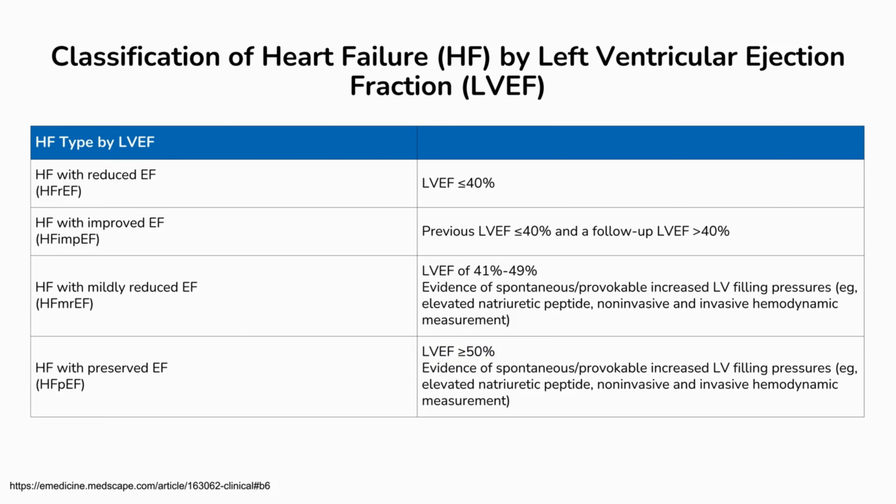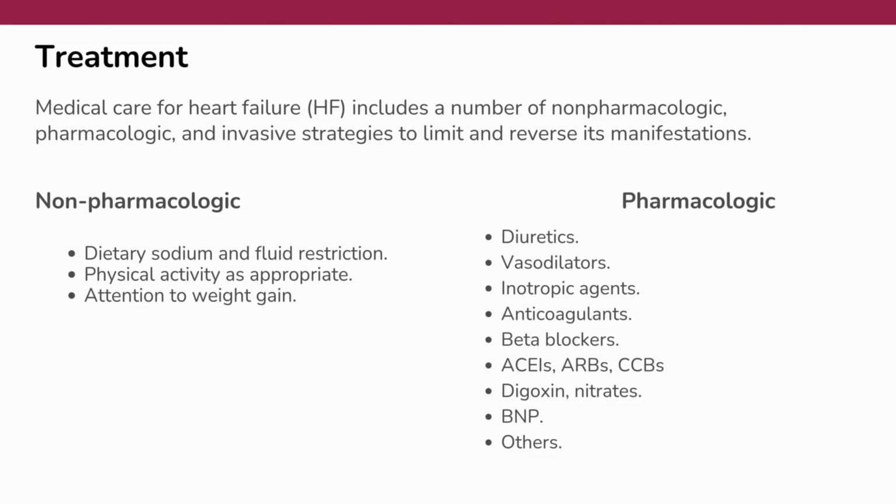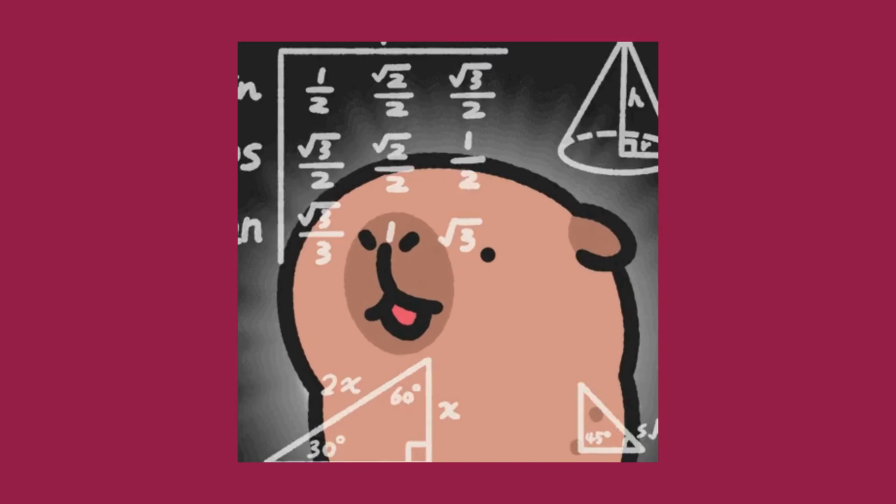of increased filling pressures. When we talk about the treatment for heart failure, we can include non-pharmacologic and pharmacological strategies to limit and reverse its manifestations. We should include dietary and sodium and fluid restriction, physical activity as appropriate, and weight management. On the other hand, we can include diuretics, vasodilators, inotropic agents, anticoagulants, beta blockers, digoxin, and others. Now that you have so many options, you may be wondering what is the best treatment for my patient?